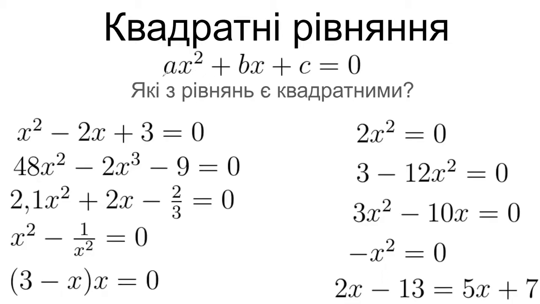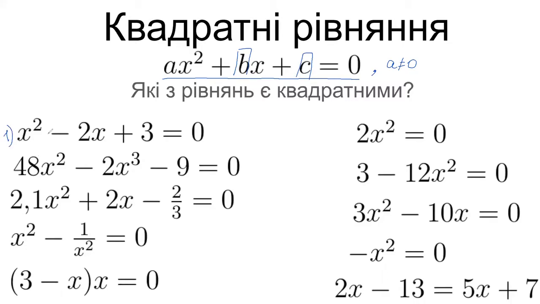So, what is a quadratic equation? It's an equation ax squared plus bx plus c equals 0. But a shouldn't be equal to 0. However, b and c can be 0 in the case of an incomplete quadratic equation. So, let's see which of these equations is quadratic.